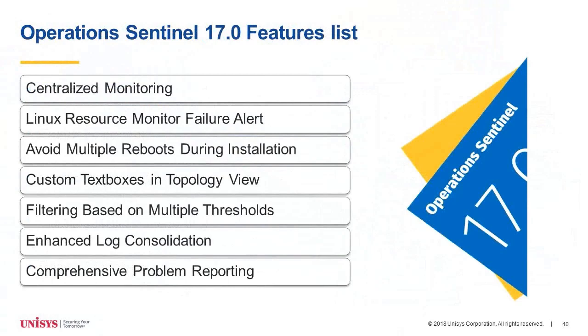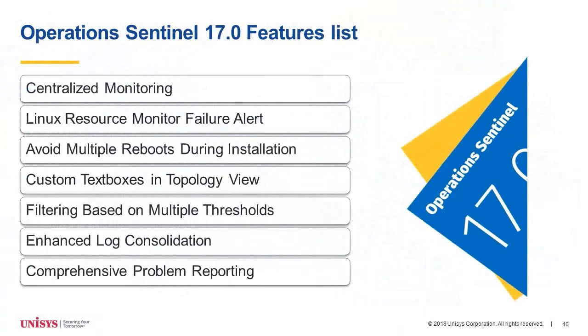Coming to the next feature, custom text boxes in topology view. This feature basically adds a text box to the topology view by enhancing the UI. Topology information helps in displaying key information on the Operation Sentinel console. Custom text can be sent with the alerts, for example, high memory usage. The text box characteristics can also be edited by changing the attributes, or it can even be deleted.